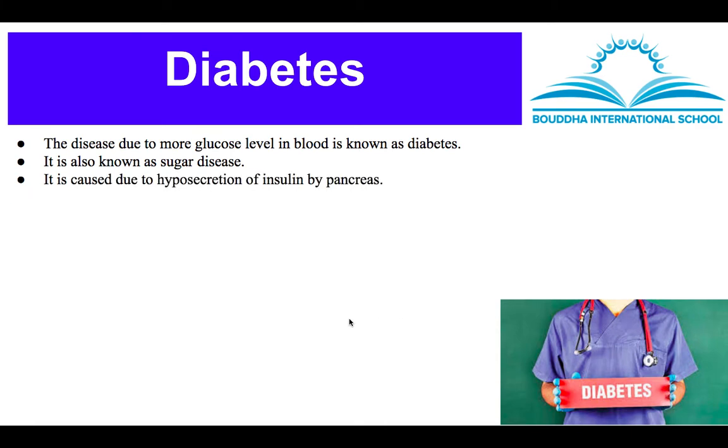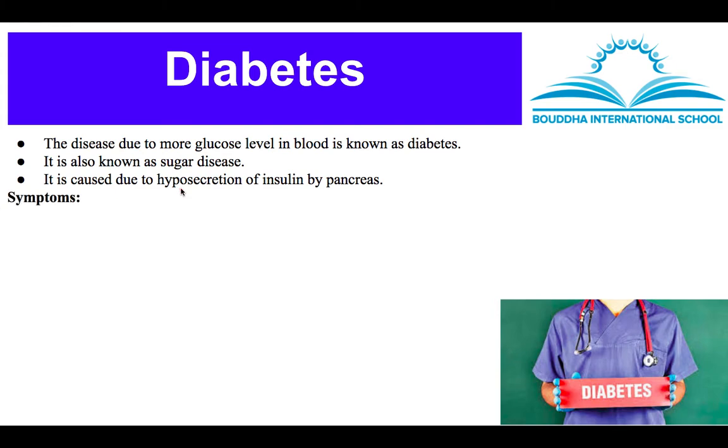The main reason for diabetes is less secretion of insulin by the pancreas. If you remember, we have discussed this already in the glandular system topic. The pancreas produces two kinds of hormones, insulin and glucagon. So if the insulin hormone is produced less by the pancreas, then the glucose level in the blood will be high, and that causes diabetes. So the main cause of diabetes is hyposecretion, meaning less secretion of insulin by the pancreas.